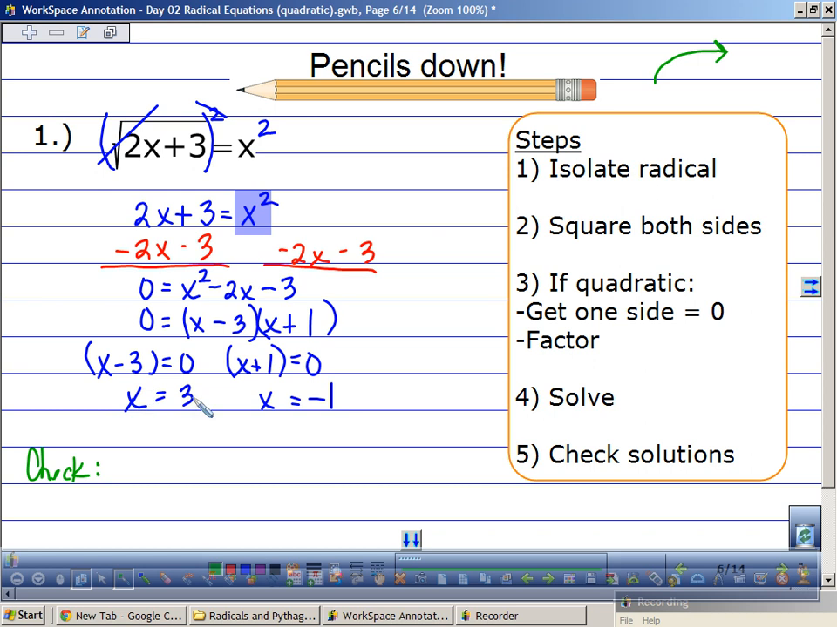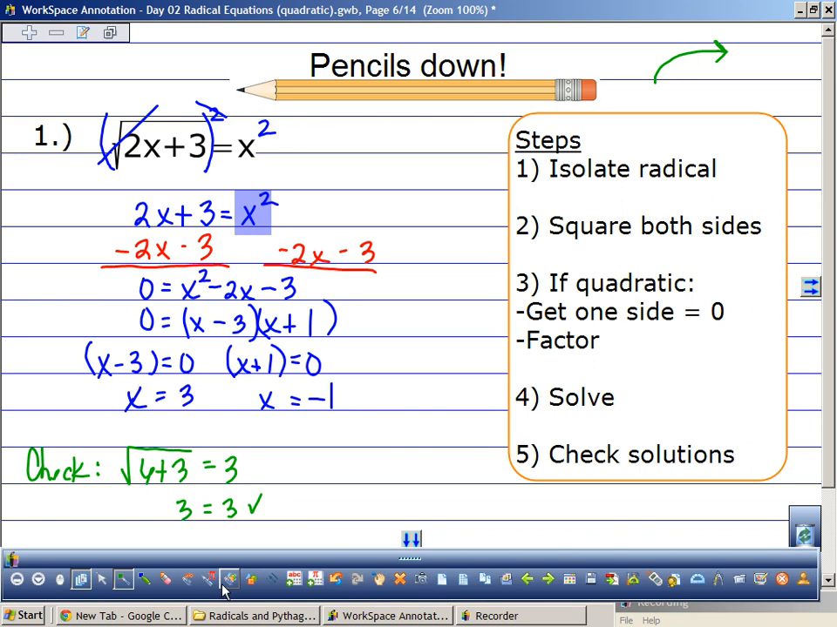All right, so let's check 3. If I substitute 3 in here, I get 2 times 3 is 6 plus 3 equals 3. Does that work? That's 9. What's the square root of 9? 3 equals 3. That's all the work I'm expecting you to do. You don't have to do these big old long checks. All right, let's check the other one. Negative 1.